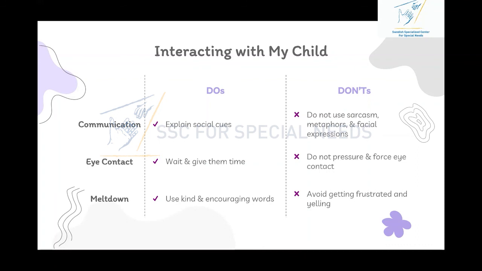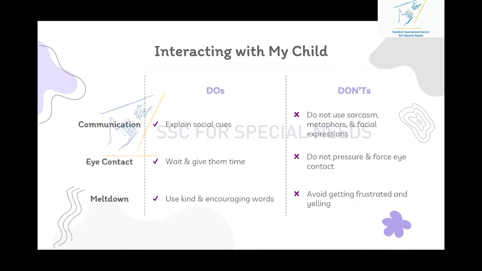For communication, don't use sarcasm and don't use metaphors such as "you light up my life," nor communicate using facial expressions. So for the metaphors, they might take it literally and do not understand that. And for the facial expressions, if you're angry or upset or you didn't want them to do the thing they did and you have a frown on your face, instead of showing your facial expression, be specific and clear and explain what you meant or explain certain social cues.